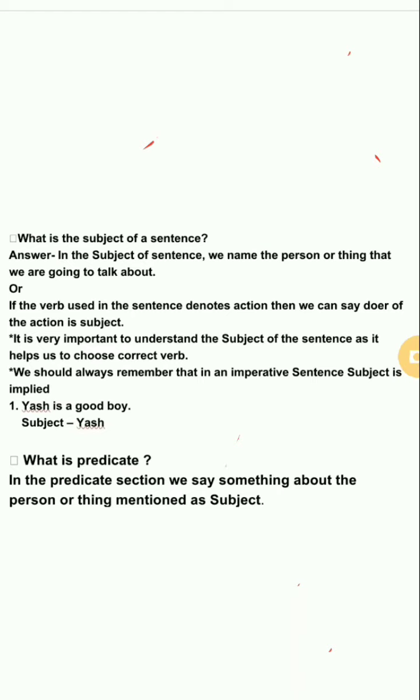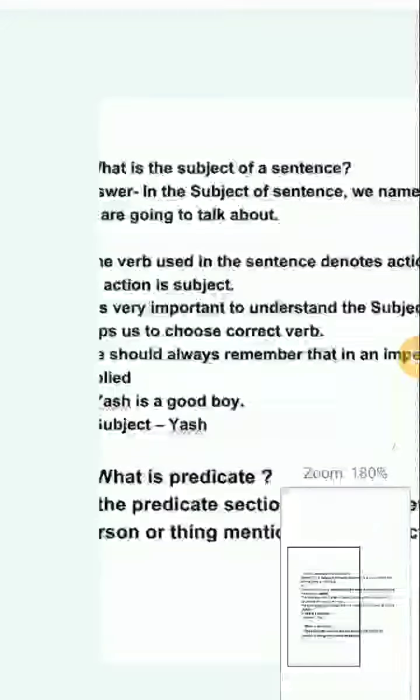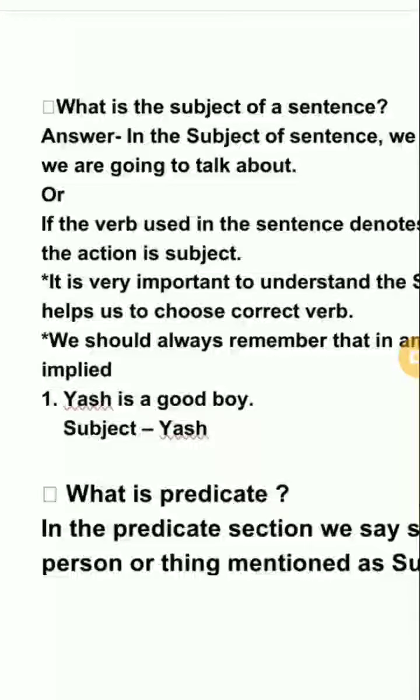Next, let's move on to the predicate part. So what is the predicate? In the predicate section, we say something about the person or thing mentioned as subject. That means the part which talks about the subject, that whole part is called predicate. See, Yash is a good boy. So Yash is the subject, and the rest of the part about Yash, which is giving us information, is a good boy. So this is our predicate. I hope that is clear to you.